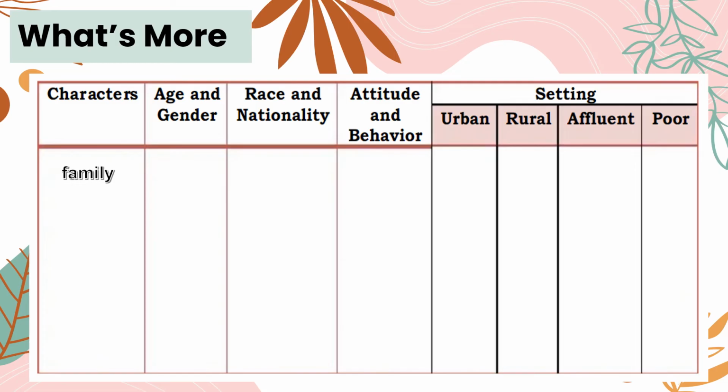Okay, for the characters, we can say it's a family, or you can say one man and three children. And for age and gender, I must say that they are a 35-year-old man or a male, and then 8-year-old female, 5 years old, and then 3 years old. You can also say that at least the age range is on that same range.